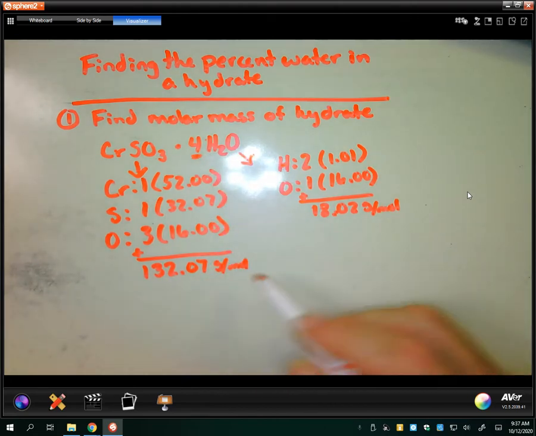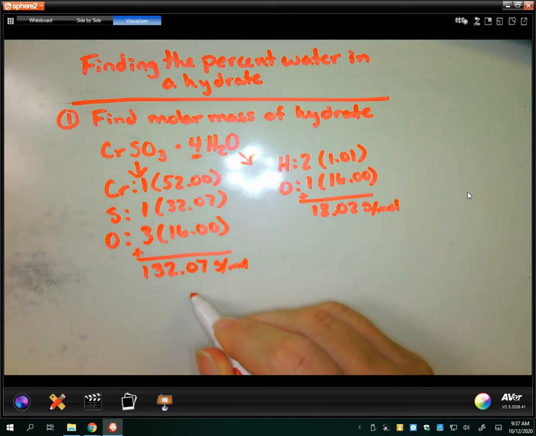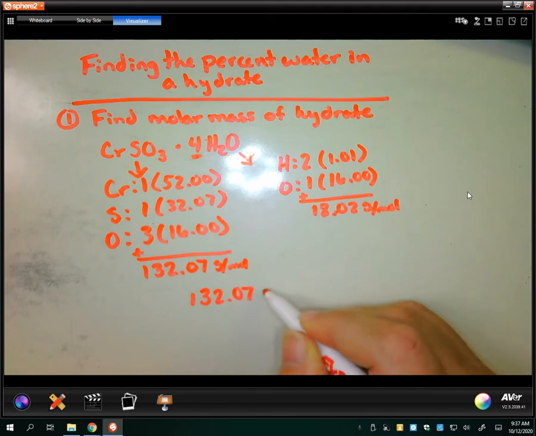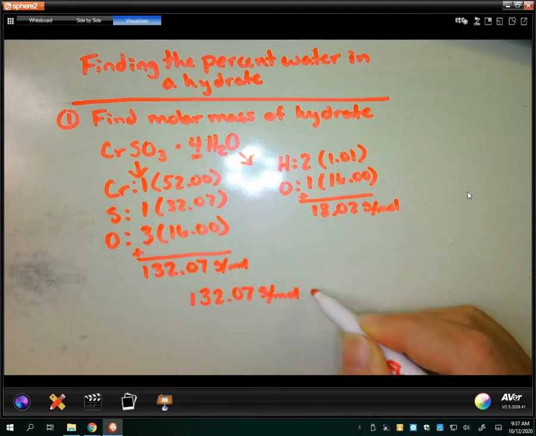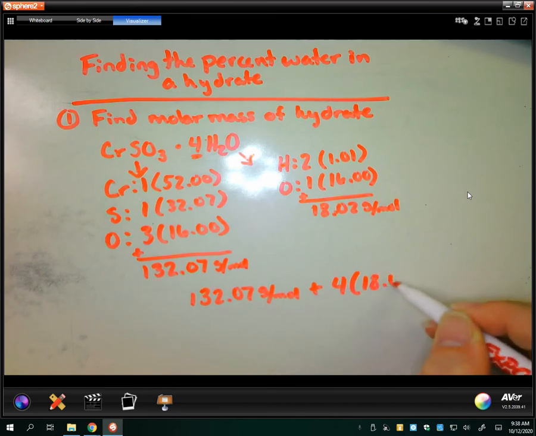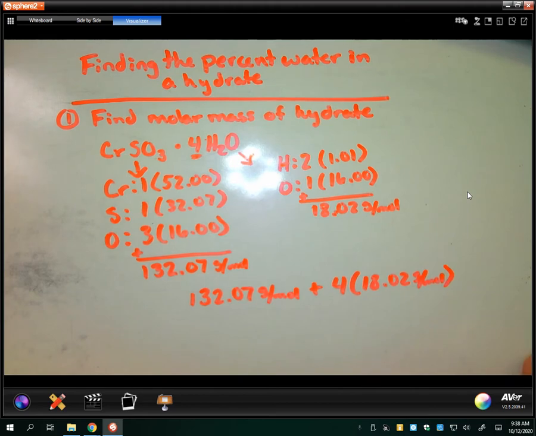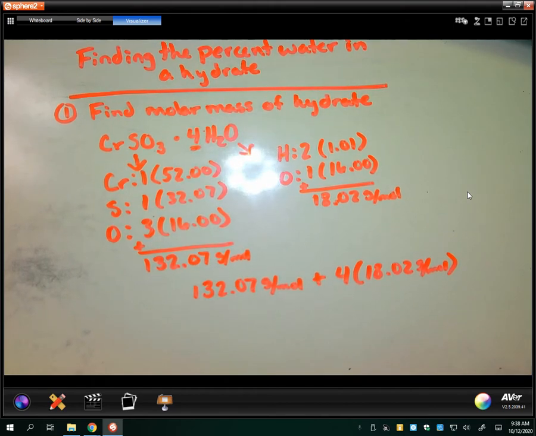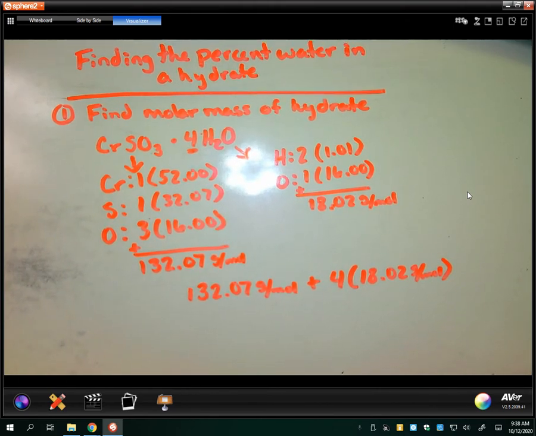So to get the molar mass of the whole thing, I'm going to take the mass of the ionic compound, and I'm going to add the mass of 4 waters. And the molar mass of water is 18.02. I like to do it this way, especially as we go into finding the percent water in a hydrate.